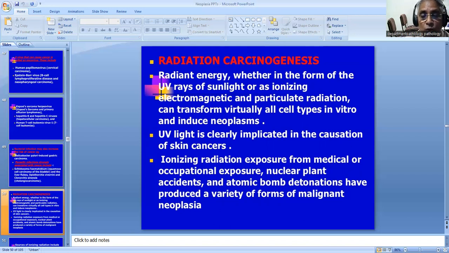So persons who work in X-ray departments, or who are prone to ionizing radiation, or who are bound to be exposed because of their occupation, or if there is an accident in nuclear plants or an atomic bomb. The most common example of an atomic bomb explosion leading to cancer is Hiroshima and Nagasaki, where after the explosion there was an increased incidence of many types of cancers.